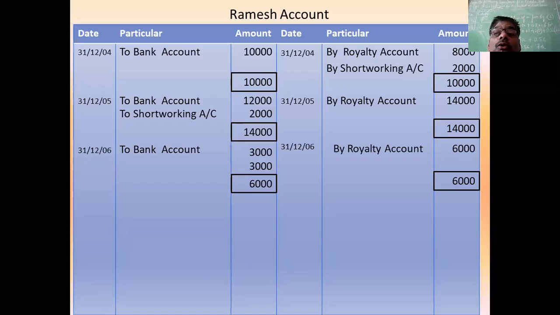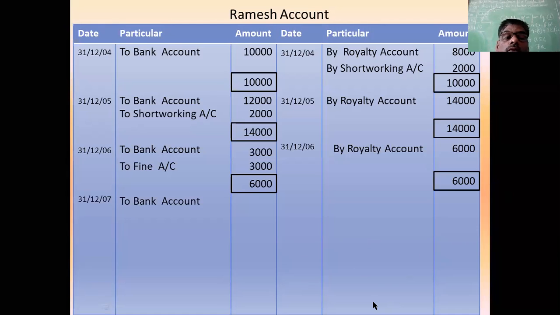This difference is not short working. Remember this one. This difference of 3,000 is a fine. It is a fine charged by the publisher for delay. Okay, remember this. That's why I've taken it as fine, not the short working. This point you remember for your future reference. This difference 3,000 is not short working, it is a fine.